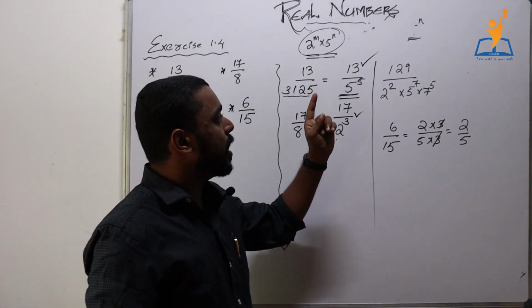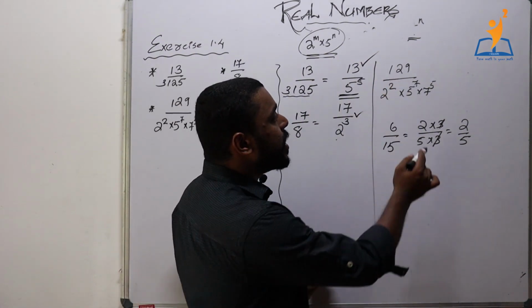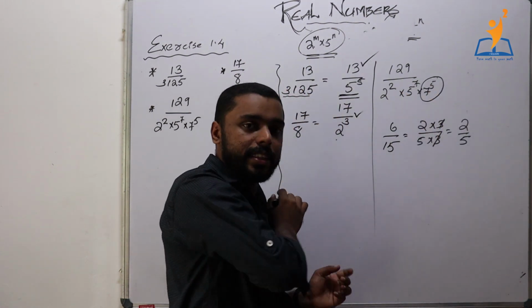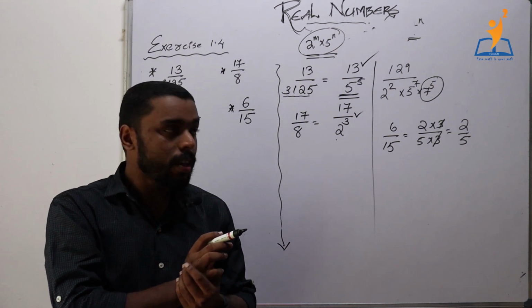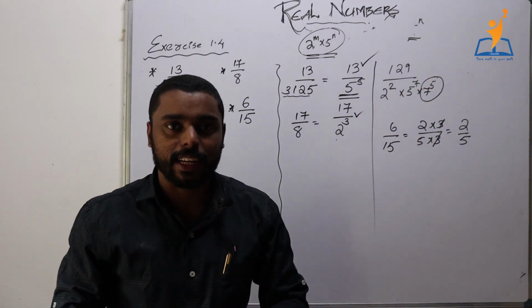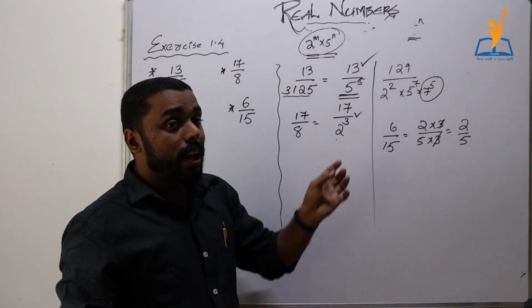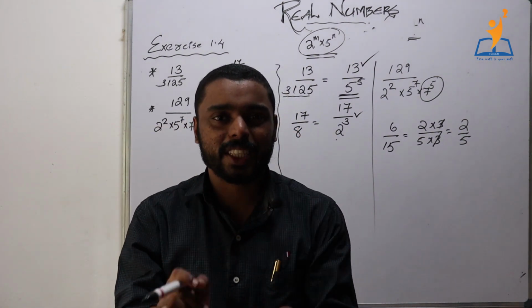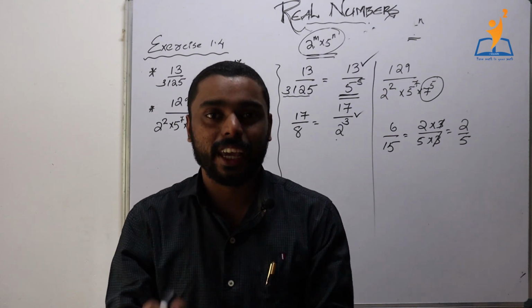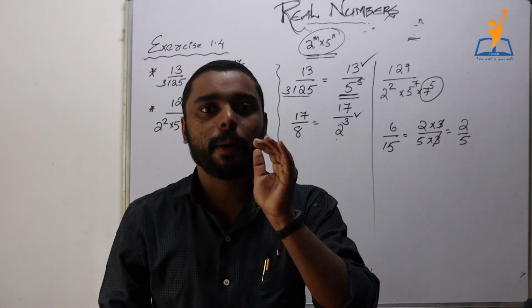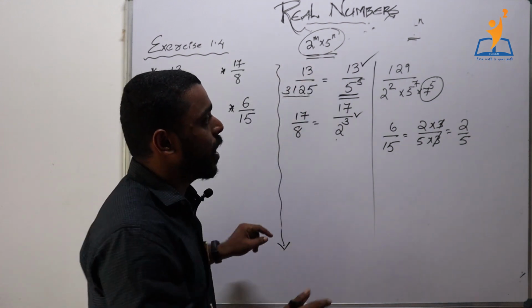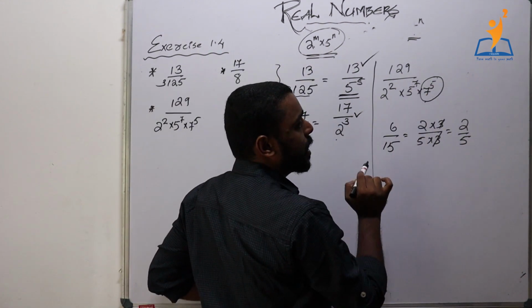Now we shall move to the third question. See, in the third question, we have a 7 raised to 5 in the denominator and we don't have anything to cancel. So we know that a rational number will have a terminating decimal expansion if and only if its denominator is of the form 2 raised to m into 5 raised to n. But we have a 7 raised to something here.